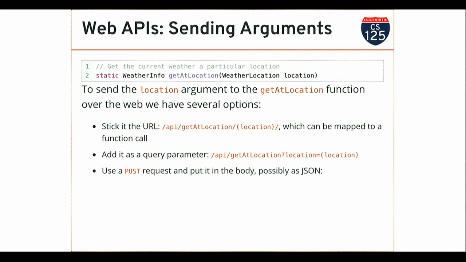The other thing I can do is use a post request and stick the data about the location into the body of the post request. A lot of times I'm going to do that using JSON, which you are already familiar with. This is a way for me to take the information that identifies the location I want weather about, convert it to a string, and stick it into the message. So these are three different ways that I can transfer the data about the request to the server, so the server knows what location you want weather information for.